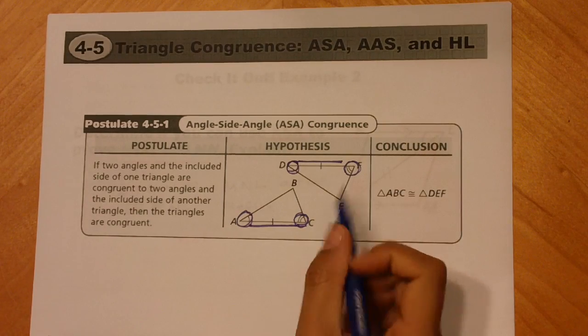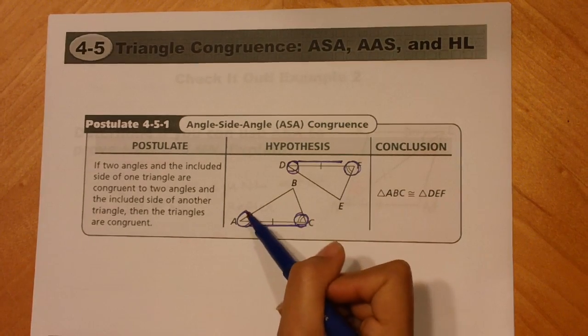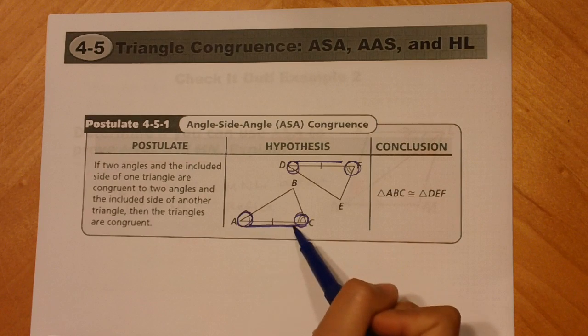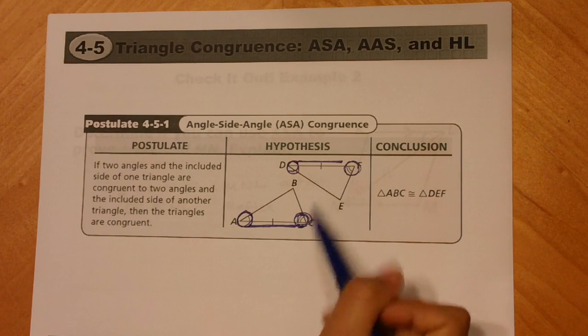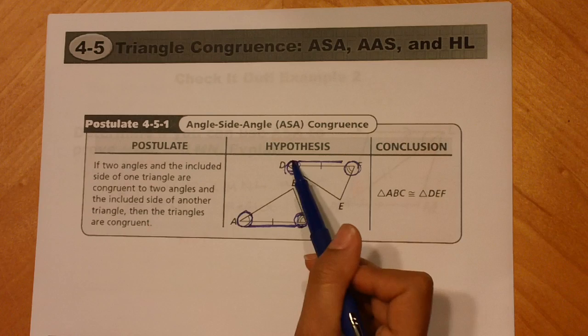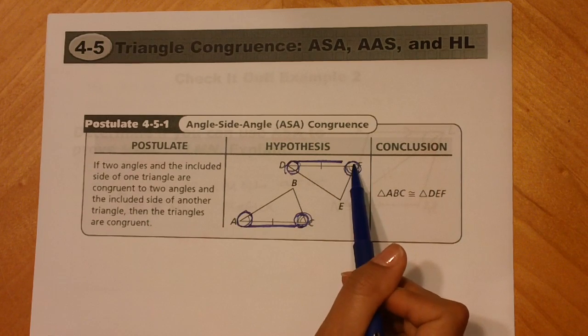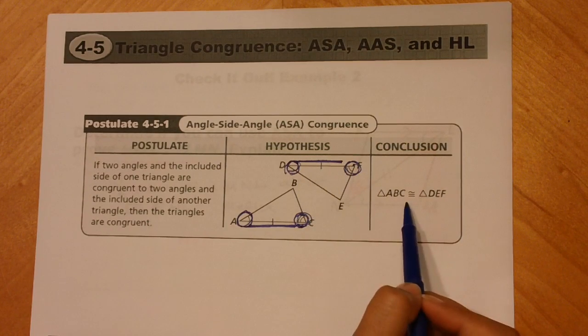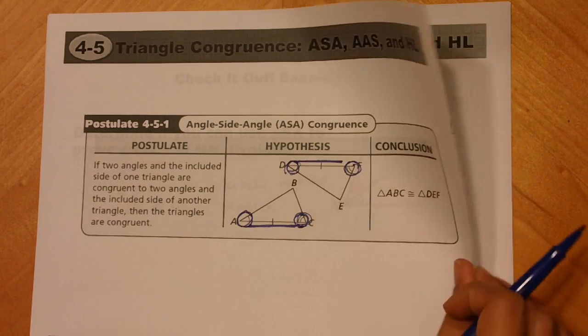First postulate, you needed to use that definition. So you have an angle, an included side, the next angle is congruent to an angle, the included side, the next angle. If that's the case, then I know that both triangles are congruent.